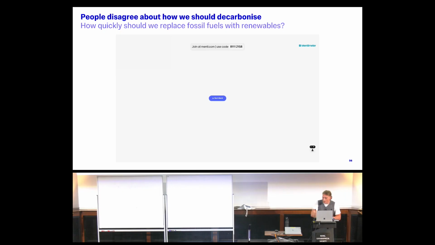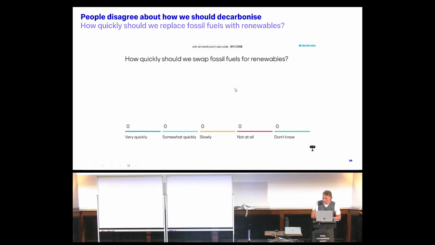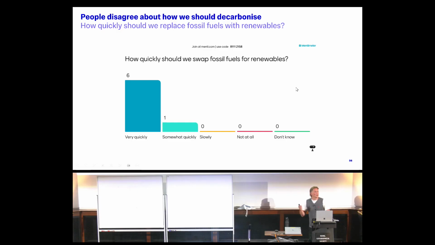So we've got another poll here. This question is taken from the UN's People's Climate Vote, where they survey people around the world and ask them a few simple questions about how they would choose, or how their country should choose, to mitigate climate change. So one of them: how quickly should we swap fossil fuels for renewables?